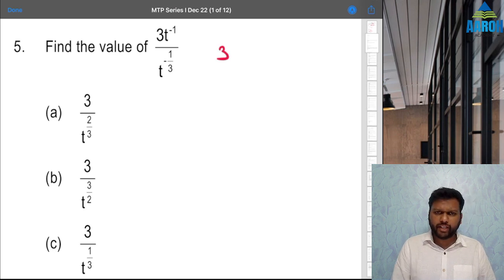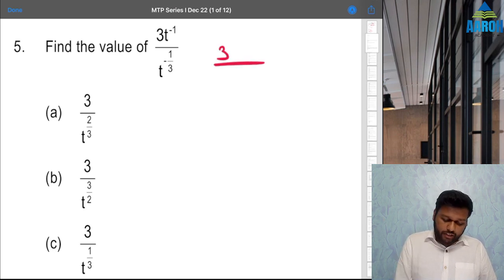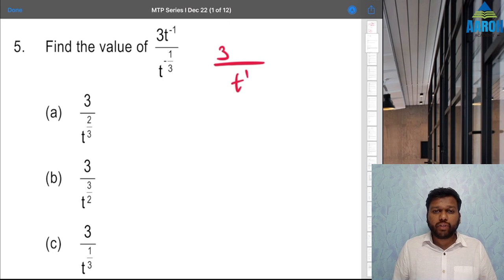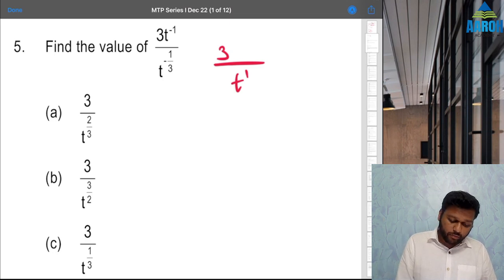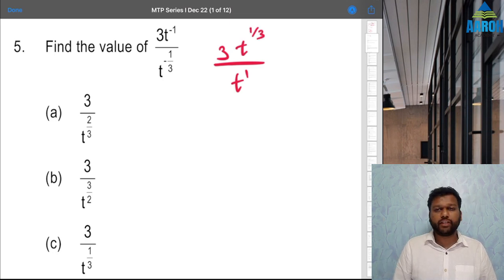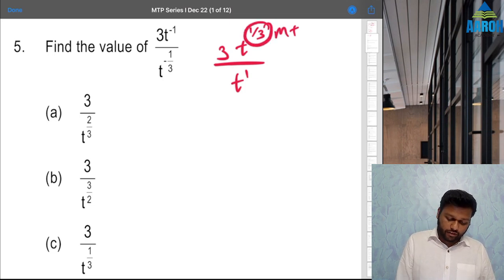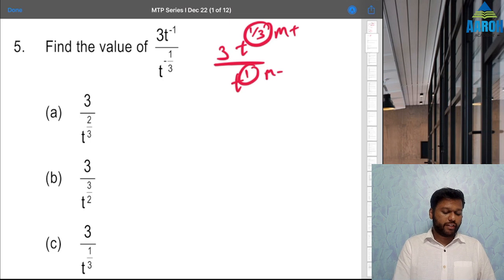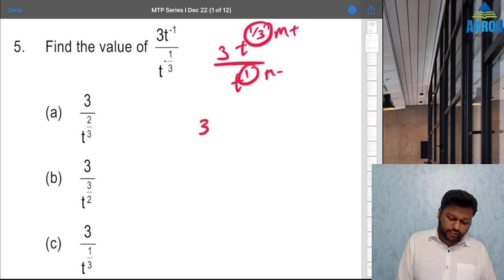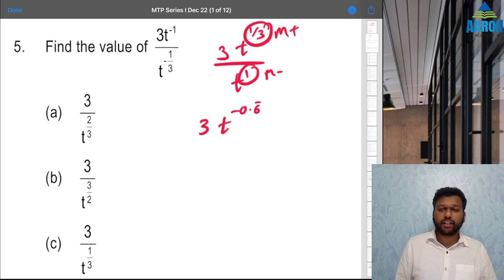What will happen? 3 will remain as it is. T raised to minus 1 will go in the denominator and become t raised to 1. And t raised to minus 1 by 3 will come here and become t raised to 1 by 3. Okay, fine. Now this 1 by 3 is M plus, this 1 is M minus. So 1 by 3 M plus, 1 is M minus. If you press MRC, you get minus 0.666. 3 into t raised to minus 0.6 recurring.